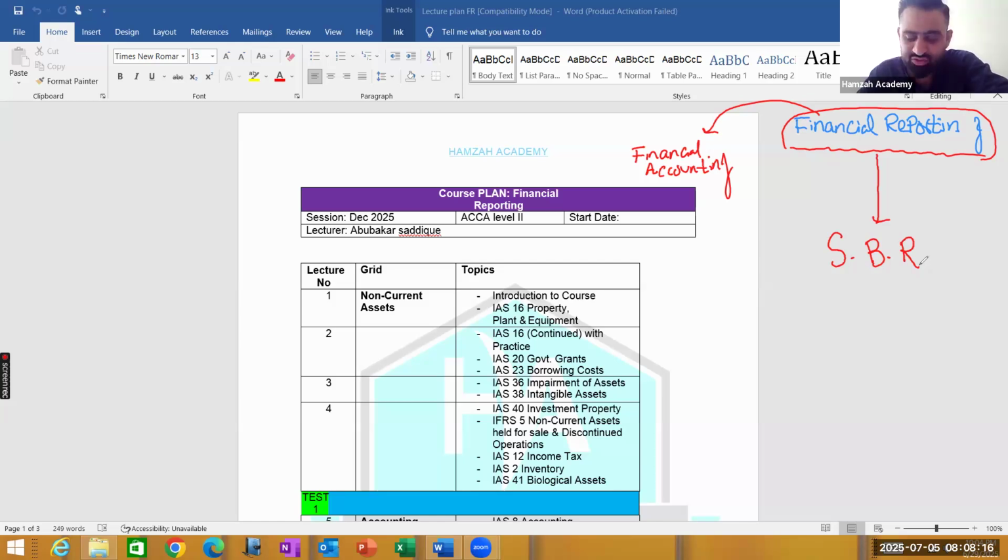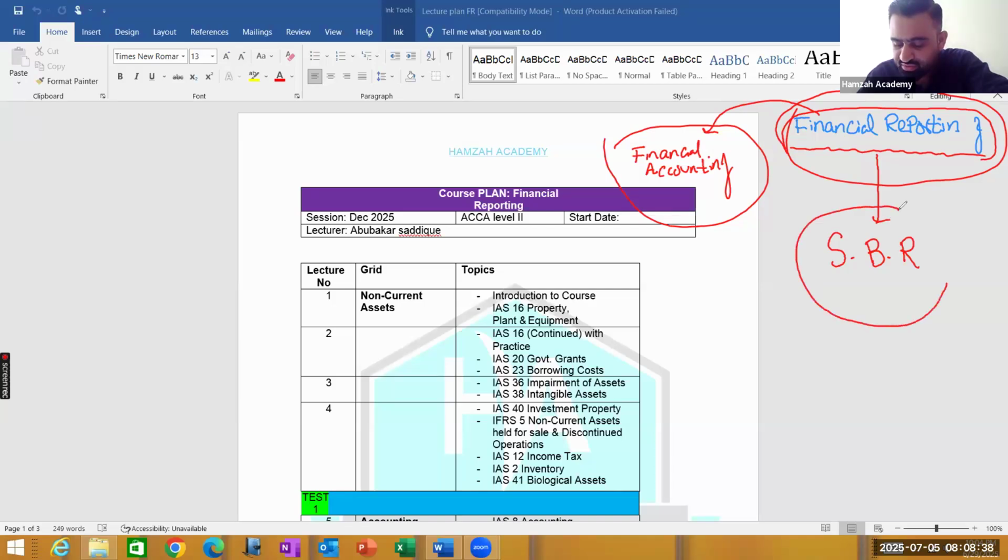So we can say the things which we have learned in financial accounting, at the knowledge level or foundation level of ACCA, are going to help you in financial reporting. And the things which we will study here in financial reporting will definitely help you significantly in SBR, strategic business reporting. So this is the chain of papers, starting from financial accounting and ending on SBR in ACCA.